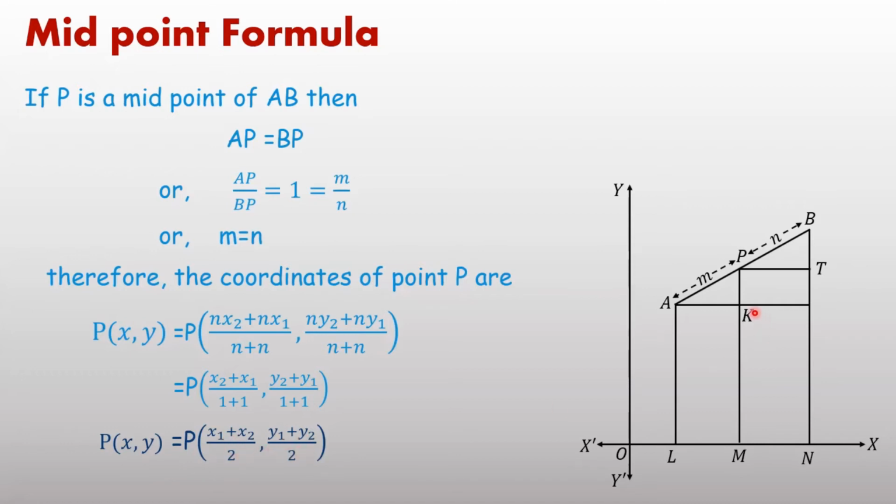It implies if point P is the midpoint of AB, then coordinates of point P we can write as sum of X coordinates of both points divided by 2, comma, sum of Y coordinates upon 2, and in this process we can find midpoint of given line segment. It is known as midpoint formula.